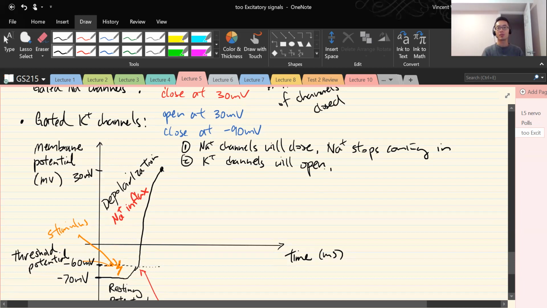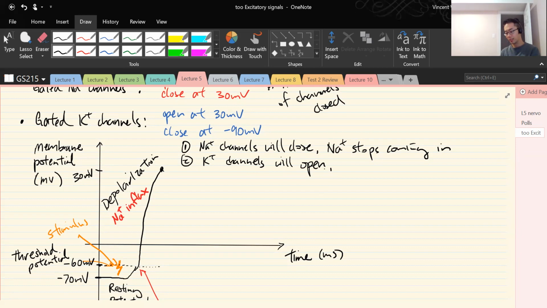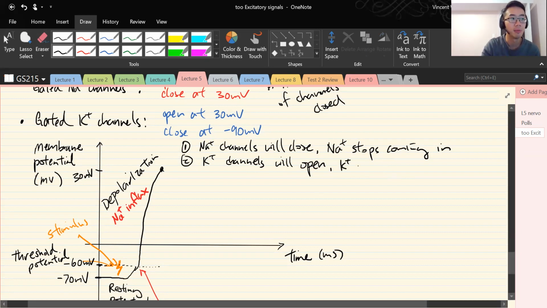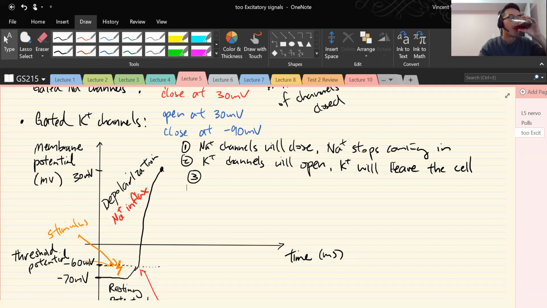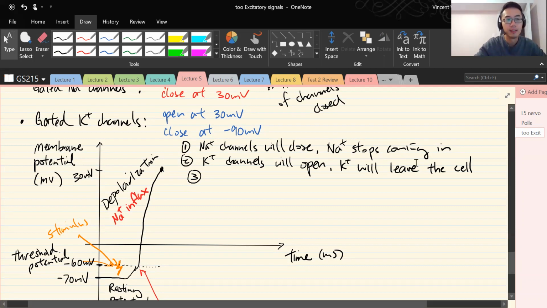When the potassium channel opens, which way will potassium go? Into the cell or out of the cell? That's right. Potassium will leave the cell. Okay, and I'll come back to this in a second. And then the third point. Okay, I'll wait for a moment for you to copy first, and then I will tell you about the third point. Ready?